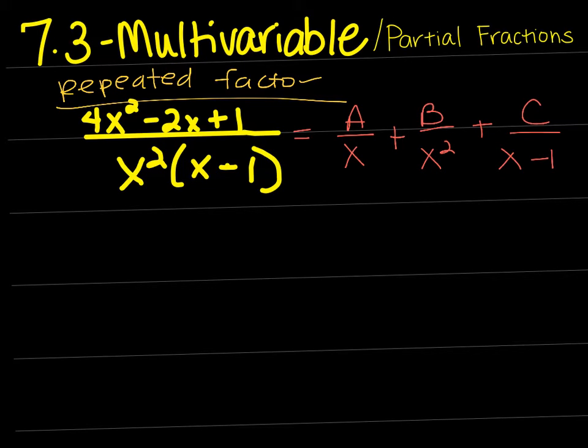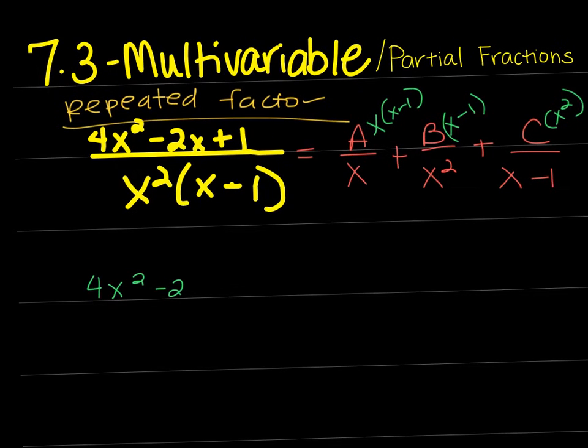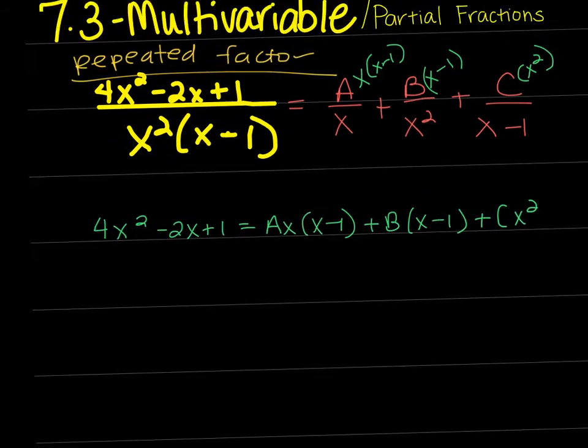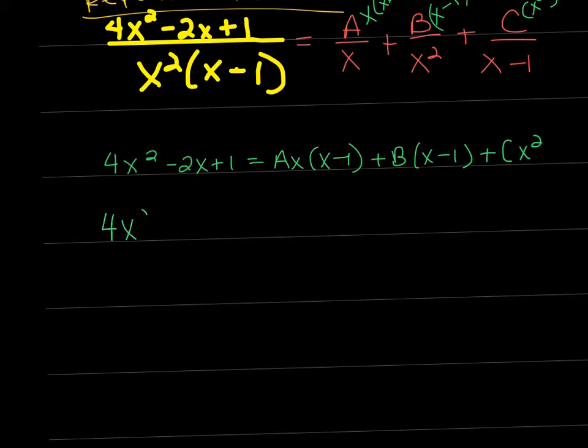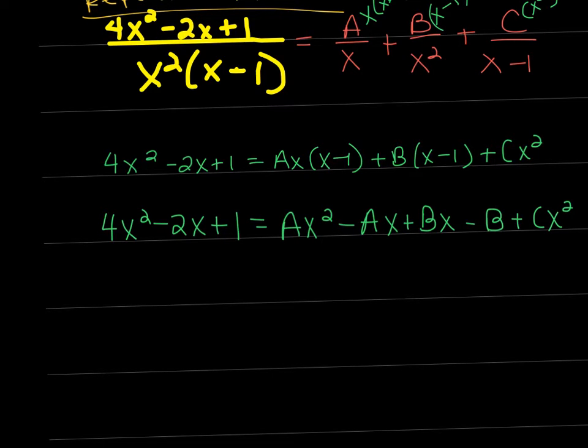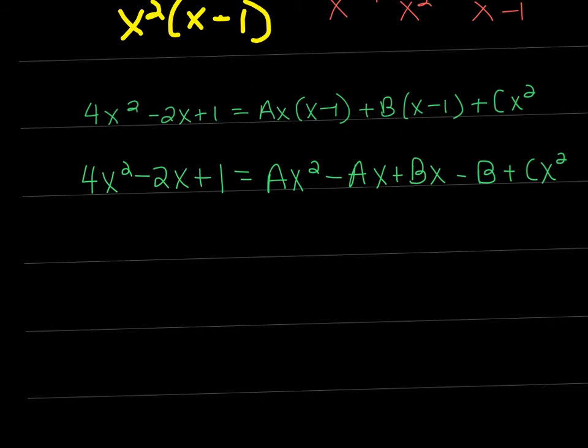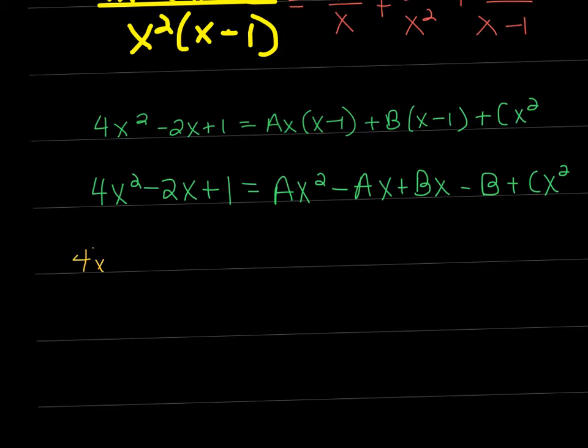So then when I went to do the next step, I would multiply A by what's missing in its denominator, which is the second x and the x minus 1. B would get just x minus 1. And C would get x squared. And then I would rewrite out my numerators. So 4x squared minus 2x plus 1 equals Ax times x minus 1 plus B times x minus 1 plus Cx squared. And then I would distribute out Ax squared minus Ax plus Bx minus B plus Cx squared. And then we had to group together our like terms. So everything with an x squared got grouped together. So 4x squared would equal Ax squared plus Cx squared.